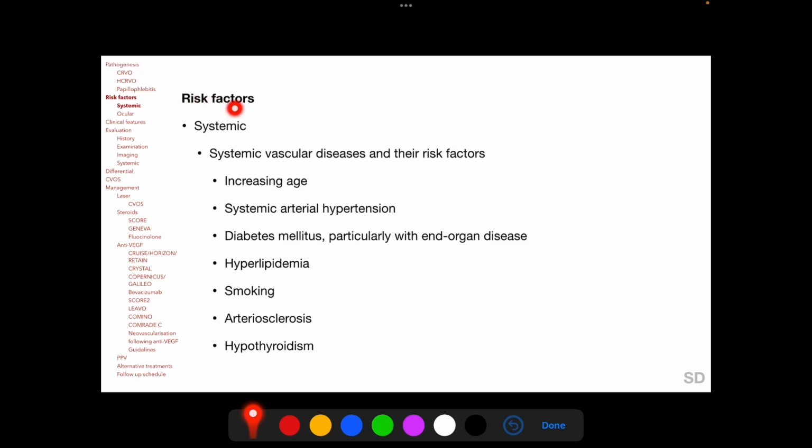Risk factors predisposing to CRVO can be systemic or ocular. Systemic risk factors include vascular diseases and their risk factors such as increasing age, systemic arterial hypertension, diabetes mellitus, hyperlipidemia, smoking, arteriosclerosis, and hypothyroidism. And these three are very important to remember.